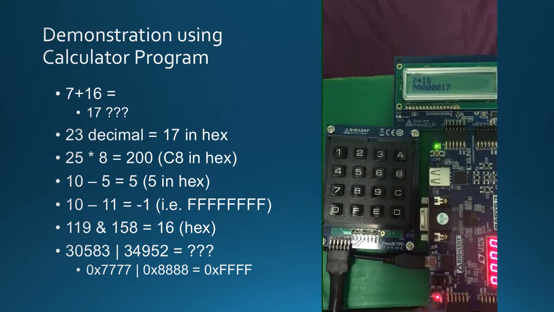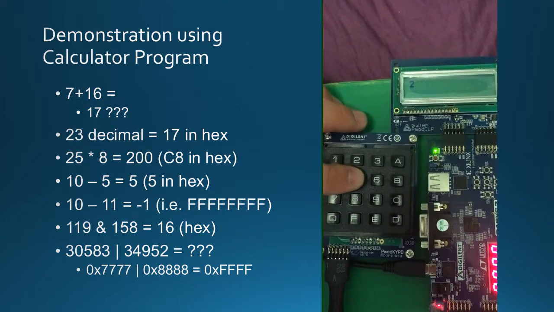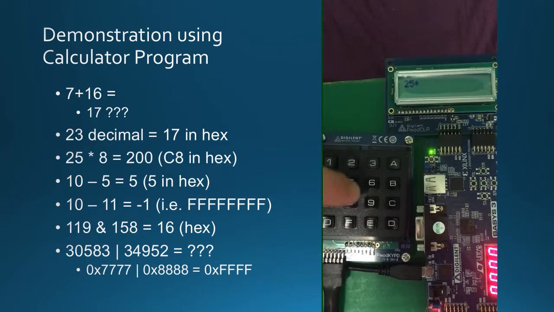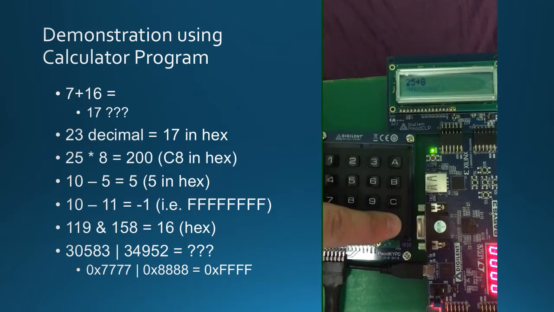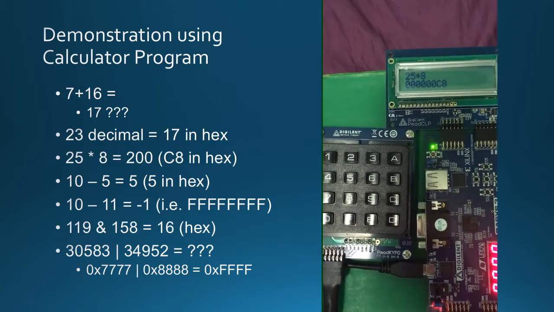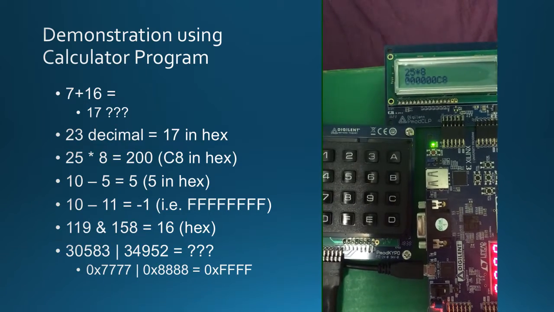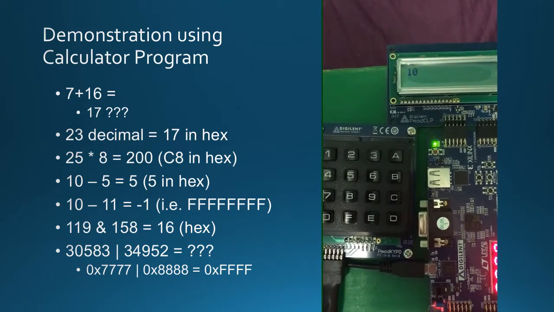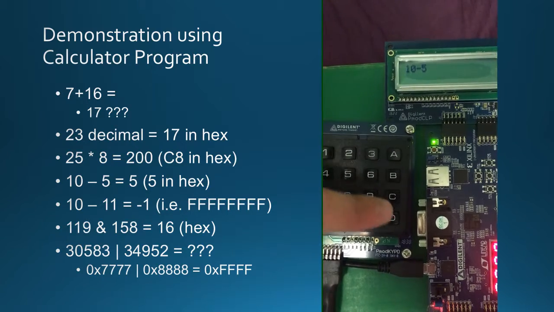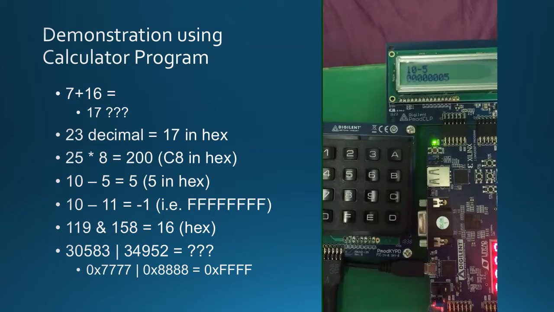So just a few other things I can do. Say 25 times 8, and that is C8, which is actually in decimal value of 200, just like it should be. I can also say 10 minus 5 gives me a value of 5, which coincidentally is also 5 in decimal.